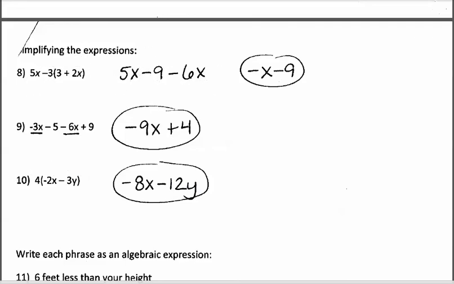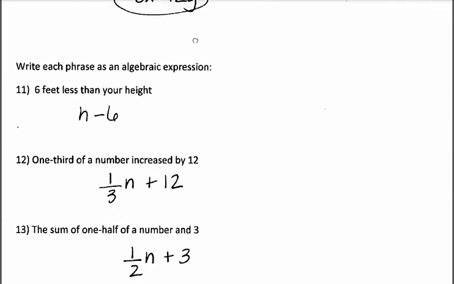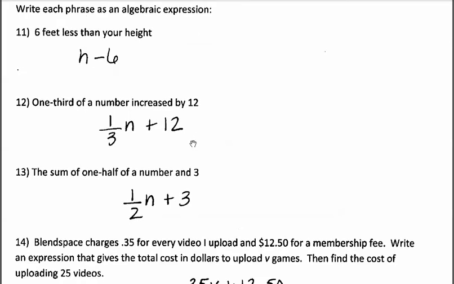Okay, number 11. We are writing the algebraic expressions for 11 through 13. 6 feet less than your height. So you take your height, which is h, make my h look a little more like an h, and then take 6 away.